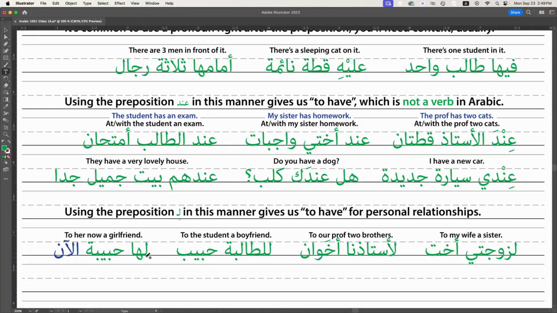But le, when we put it with a pronoun and in this kind of sentence, usually means to have for personal relationships. So we say, my wife has a sister. Our professor has two brothers. The student has a boyfriend. She has a girlfriend now.